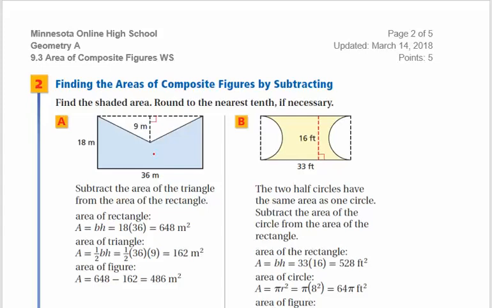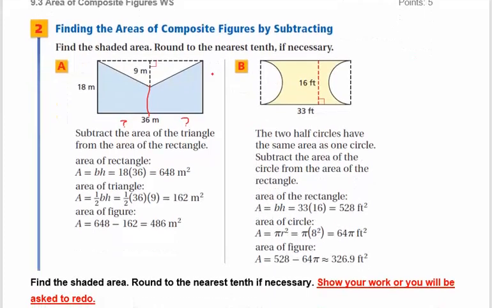So in example A here, we could find this by dividing this right here, maybe, and then say this is a trapezoid and this is a trapezoid. Yep, you'd be able, no, because we don't know this amount here, the height, so you wouldn't be able to do that, would you? We don't know that this is cut exactly in half. So instead, what we're going to do is find the area of the whole rectangle and then subtract the area of the triangle. In this one, you could find the area of the whole rectangle and then subtract the area of the two half circles, which together make a whole circle.